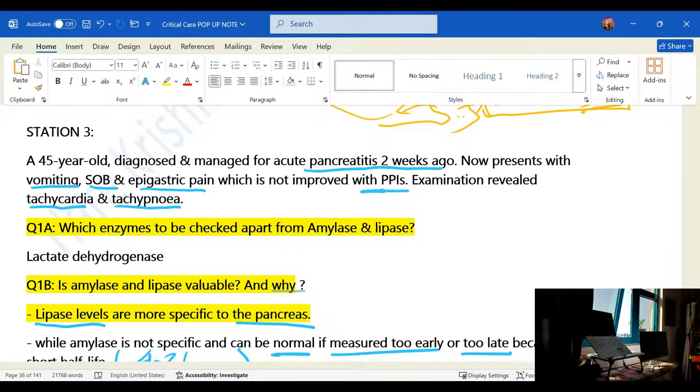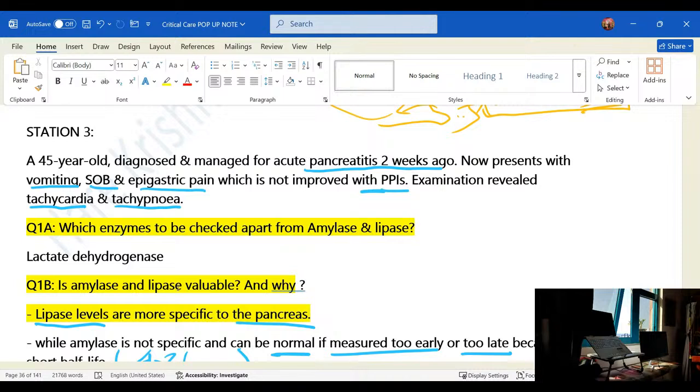A 45-year-old diagnosed and managed for acute pancreatitis 2 weeks ago. Now presented with vomiting, shortness of breath, and epigastric pain, which is not improved with PPI. Examination revealed tachycardia and tachypnea.